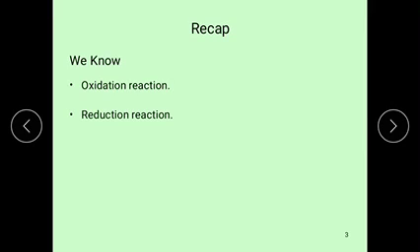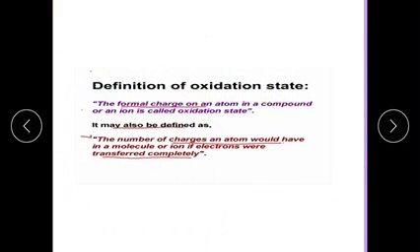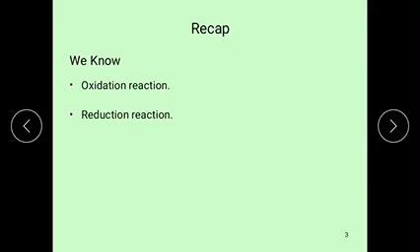If a chemical reaction has both oxidation and reduction reactions, then it is called a redox reaction. Redox is nothing but RED, which stands for reduction, and OX, which stands for oxidation. When we combine them, it is the oxidation-reduction reaction, or redox reaction.